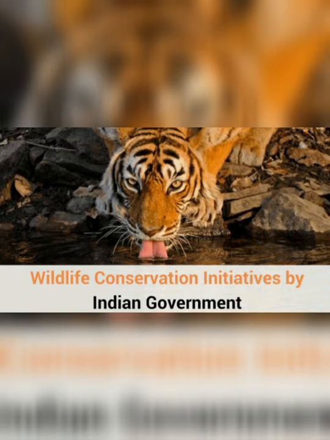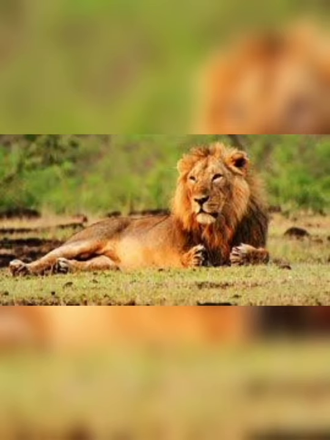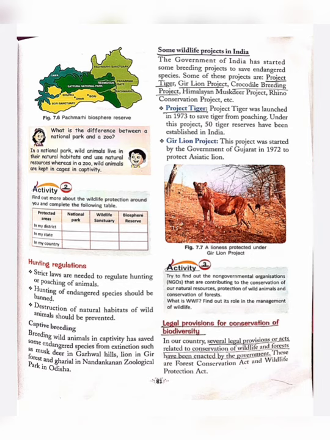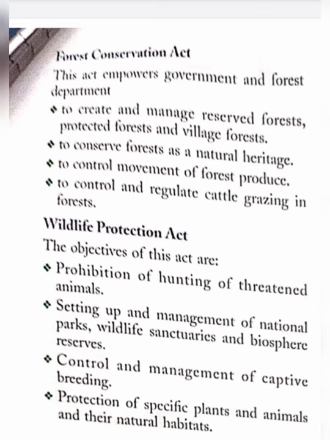Project Tiger, Gir Lion Project, Crocodile Breeding Project, Himalayan Musk Deer Project, etc. are some breeding projects to save endangered species. Legal provisions for the conservation of biodiversity. In our country, several legal provisions or acts related to conservation of wildlife and forest have been enacted by the government. These are Forest Conservation Act and Wildlife Protection Act.